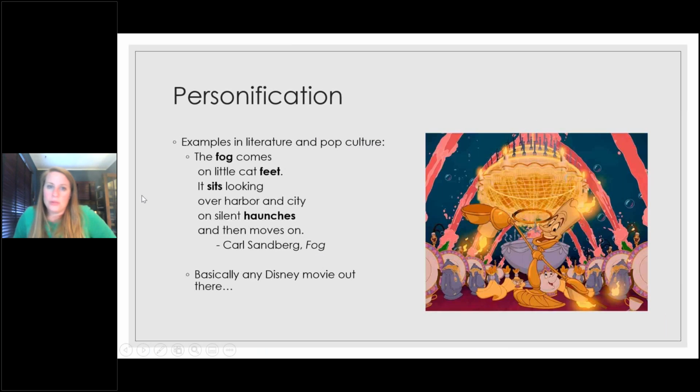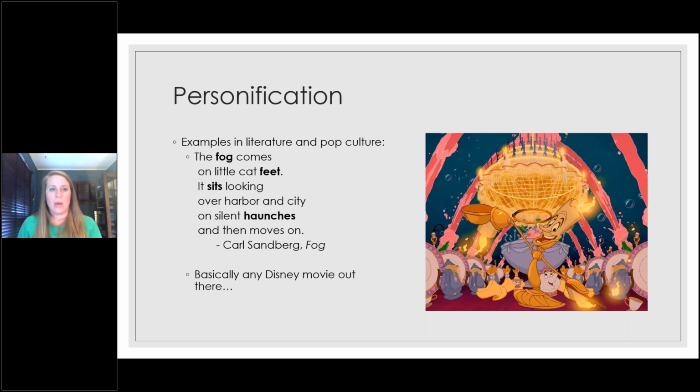So some examples in real life and pop culture: the first one that I found is in a poem called Fog by Carl Sandburg. It's just a short little poem, but it says, "The fog comes on little cat feet. It sits looking over harbor and city on silent haunches and then moves on." So fog isn't alive. It doesn't have feet, it can't sit, and it doesn't have legs.